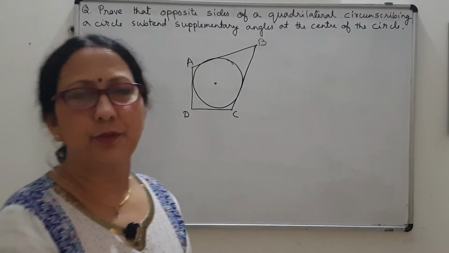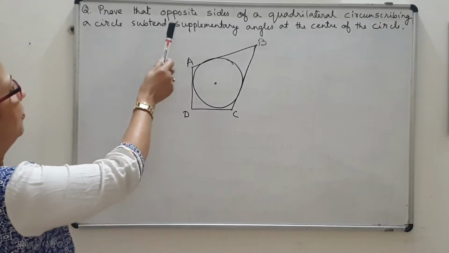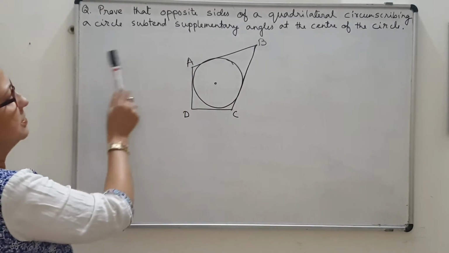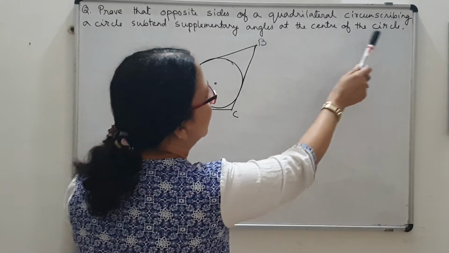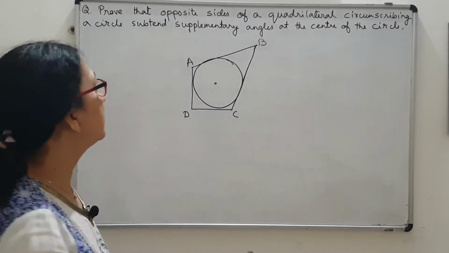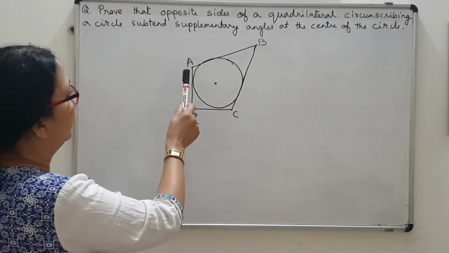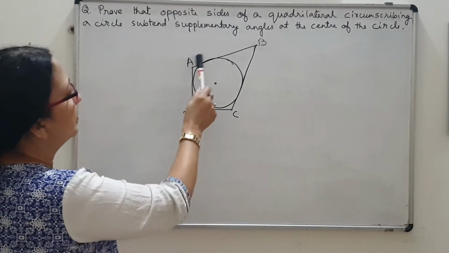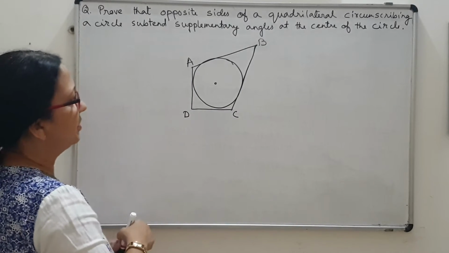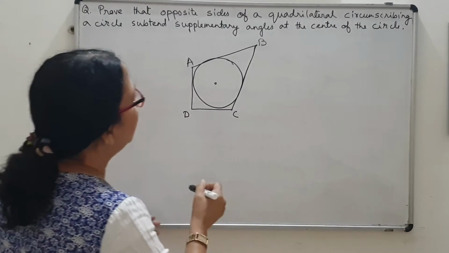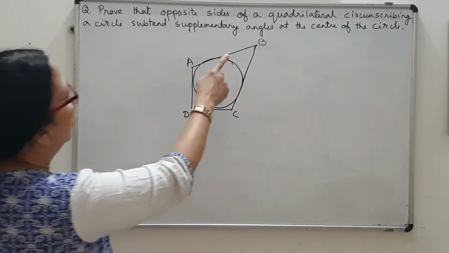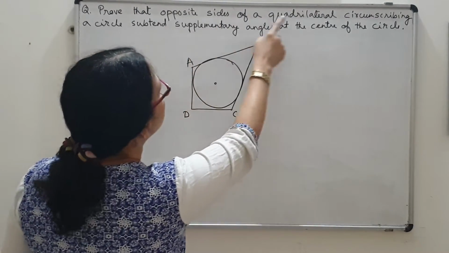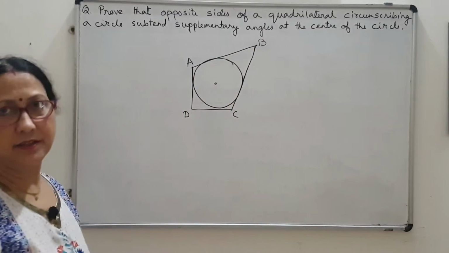Now I have taken another question. Prove that opposite sides of a quadrilateral circumscribing a circle subtend supplementary angles at the center of the circle. That means, if ABCD is a quadrilateral which is circumscribing a circle, meaning the sides are touching the circle, then we have to prove that the opposite sides subtend supplementary angles at the center.